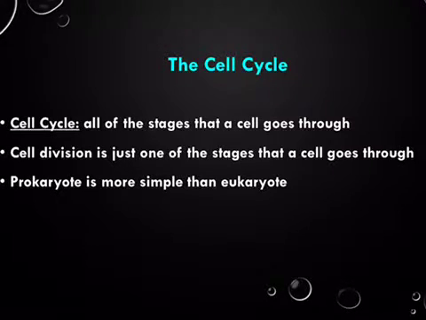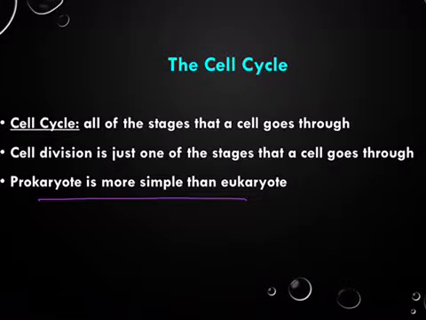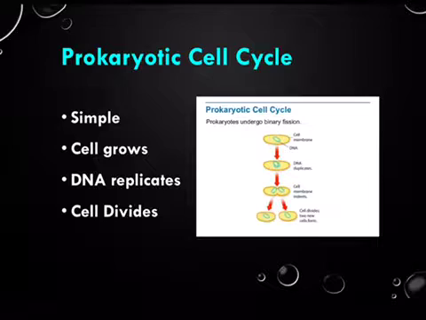And again, the prokaryote cell cycle is more simple than eukaryotes. So in the prokaryote cell cycle, it's simple. The cell grows and elongates. The DNA will replicate, and then the cell divides. It's very basic, it's very simple.